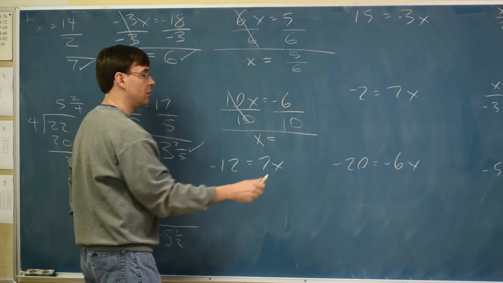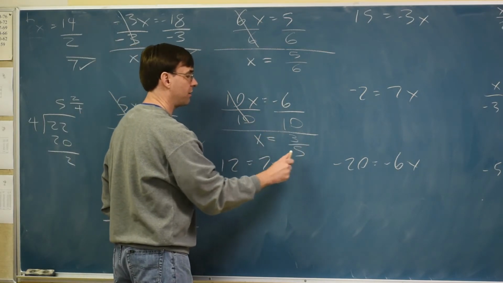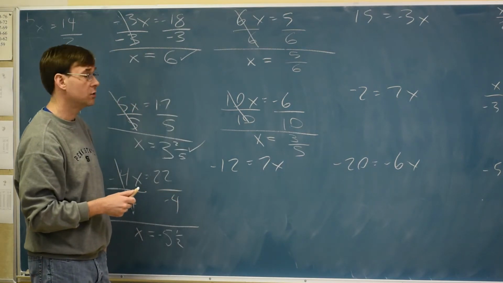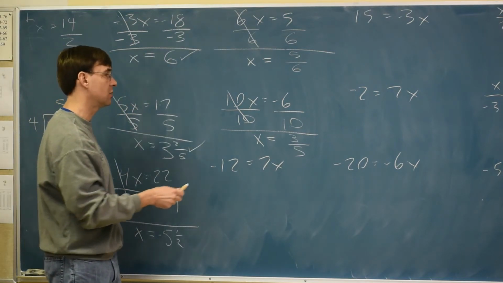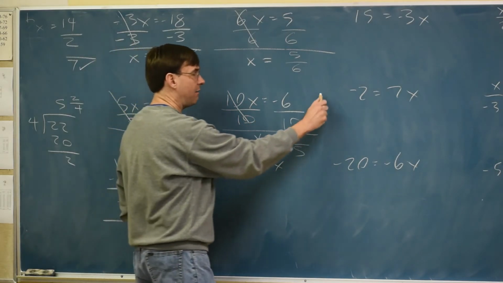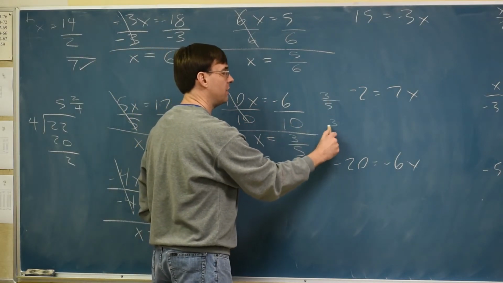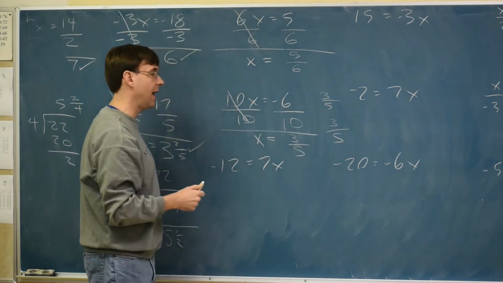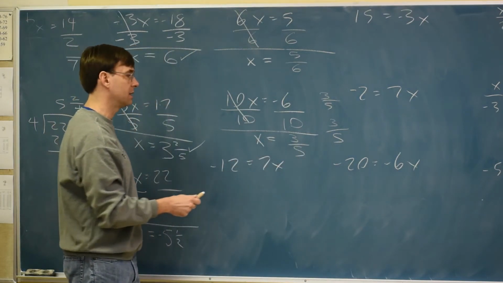6/10 can reduce to be 3/5. So we will continue to reduce when we can. 3/5 is a good answer. It's negative because those were different. And when you have 3/5 and it's negative, there's actually 3 ways you could write that all look a little different but mean the same thing.